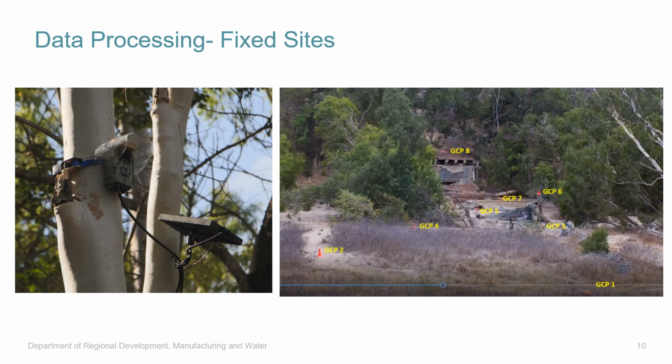This is just an example of one of our fixed sites. This is the ground control point layout on the right, and any type of image velocimetry that you're going to use requires some sort of orthorectification and some sort of scanning of the pixels. So the process, whether in STIV, is the same as in an LSPIV software.